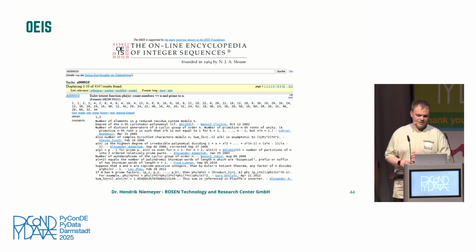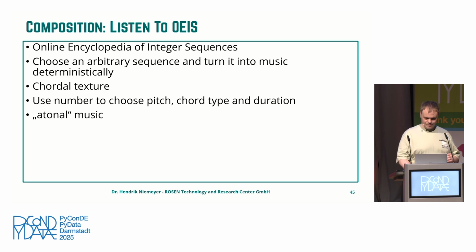And come to the second compositional idea I had. Here I looked up the Online Encyclopedia of Integer Sequences, which is like a mathematical archive of different sequences, like, for example, prime numbers, Fibonacci numbers, and such. The idea I had here was to choose one sequence at random and turn it into deterministic music by using a chord at random, a pitch at random, and chord duration at random, and just mix it up together, so every sequence would generate a different kind of music, which is then basically atonal music.